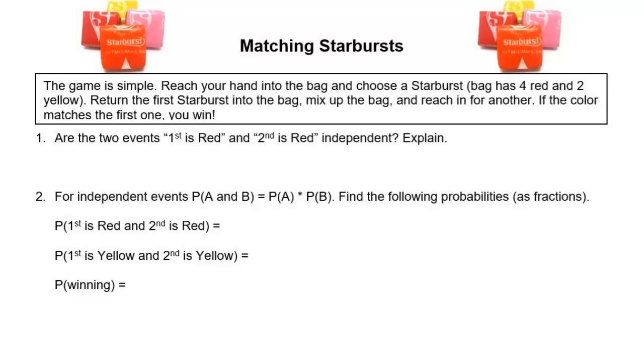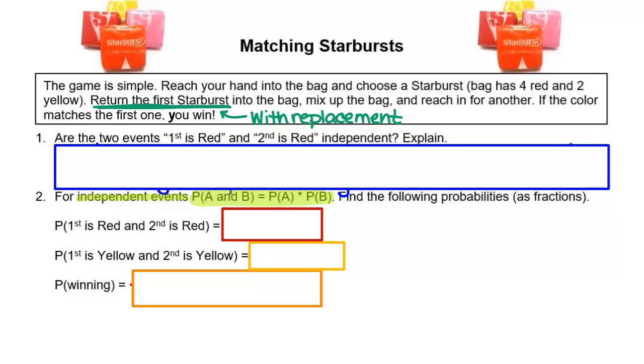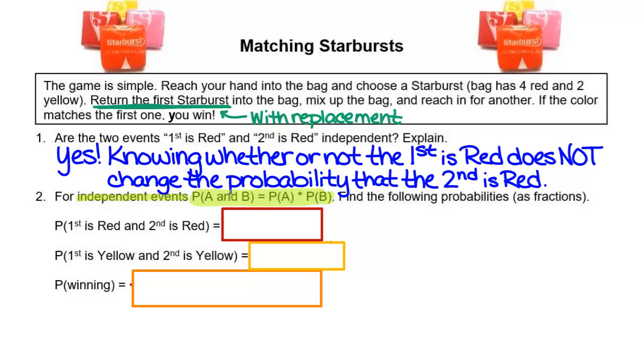Are the events first is red and second is red independent in the game that we played last week? Yes. Why? The probability didn't change. Yes, we were doing this with replacement. No matter what happened on your first draw, the probability for the second draw was exactly the same. If you got a red Starburst on your first draw, it was still a 4 out of 6 chance of getting red on the second. If you got yellow on the first draw, it was still 4 out of 6 chance of getting red on the second. We had the same probability no matter what.